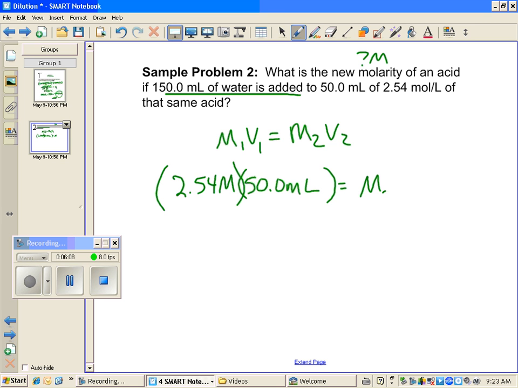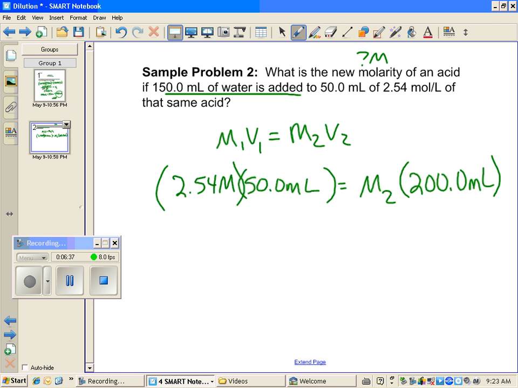I'm looking for this molarity. What am I going to put for volume? Does anybody know? 200. I'm going to add it this time. Because look what happened. I've got 50, and I'm adding 150 milliliters to 50 milliliters. So this is a reverse problem. Here, my total amount is going to be 200 milliliters. That's important on these problems. You have to read it and make sure you understand.